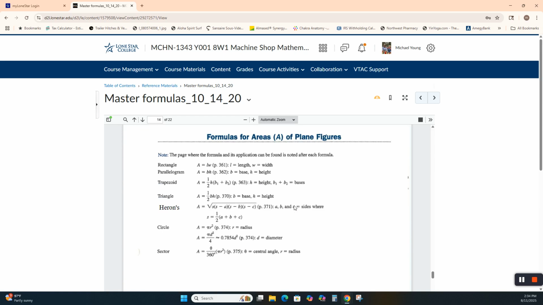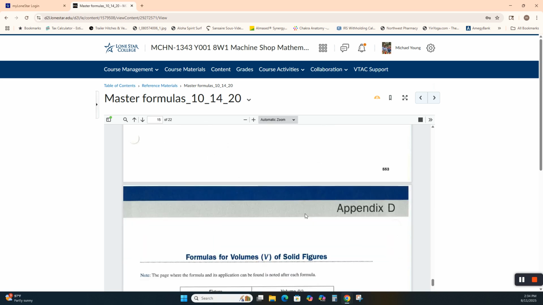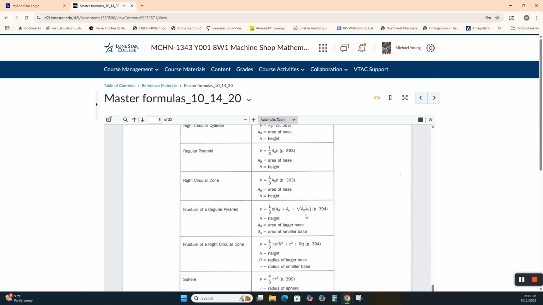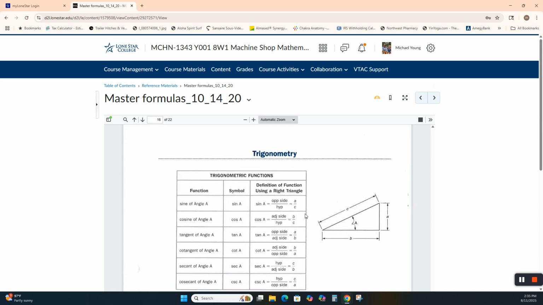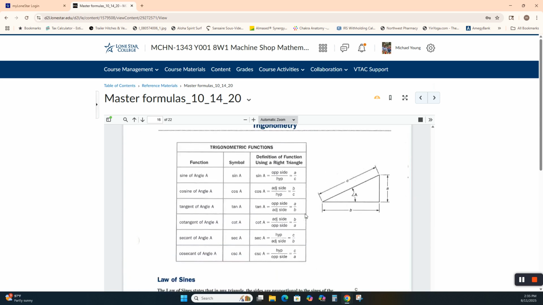All right, formulas for the area of plane figures. We'll go through all this in the videos. Here's Heron's formula. Okay. Formulas for volumes and solid figures. Trigonometry. This is the normal trig stuff.